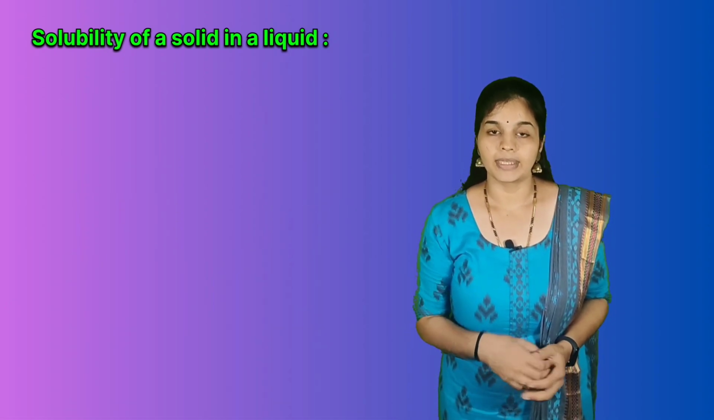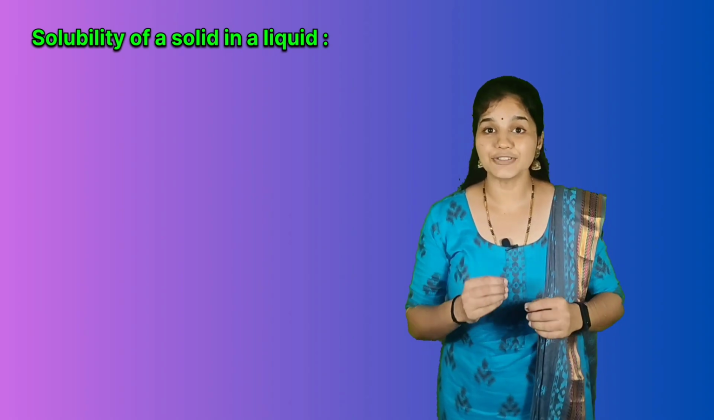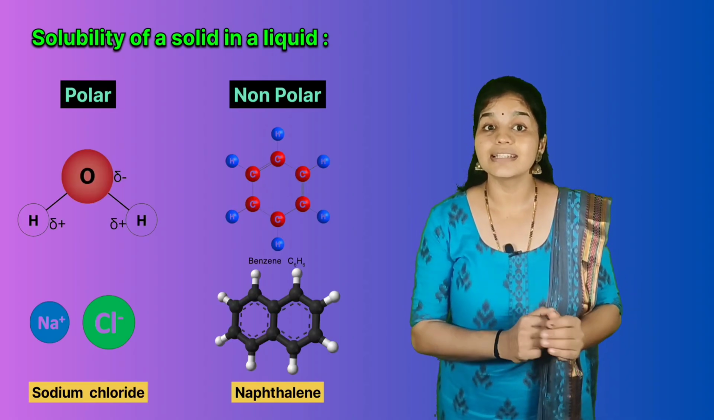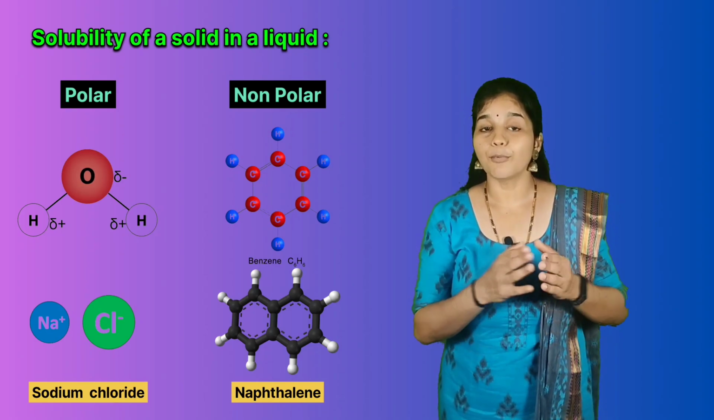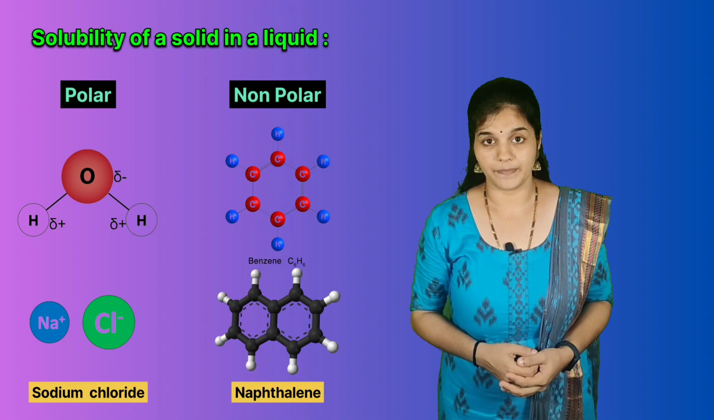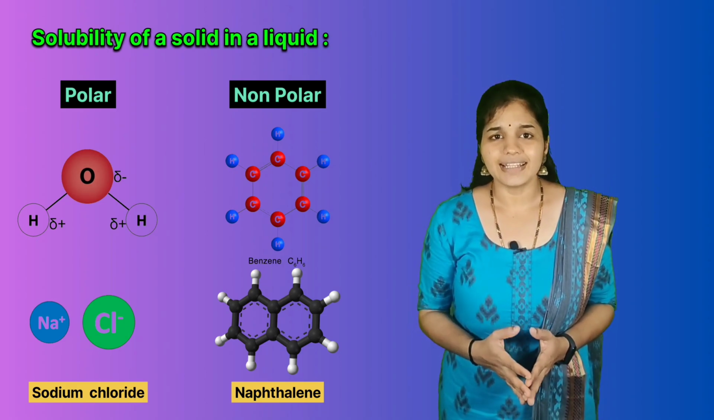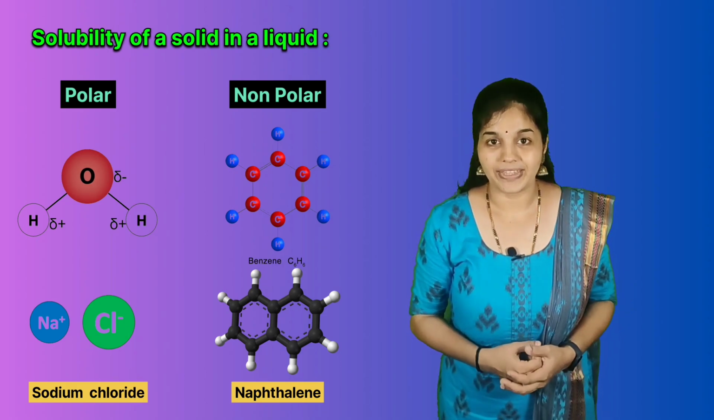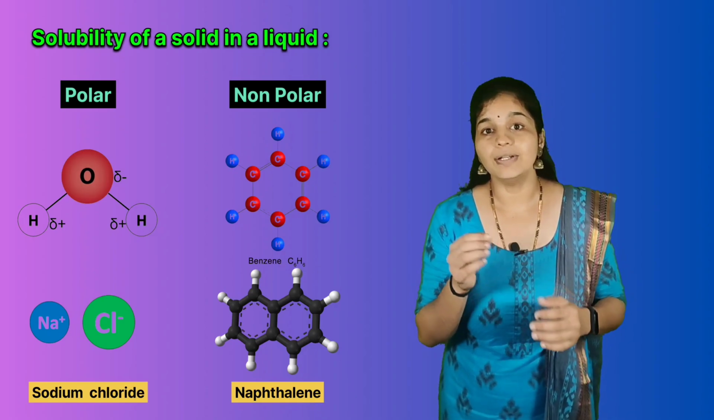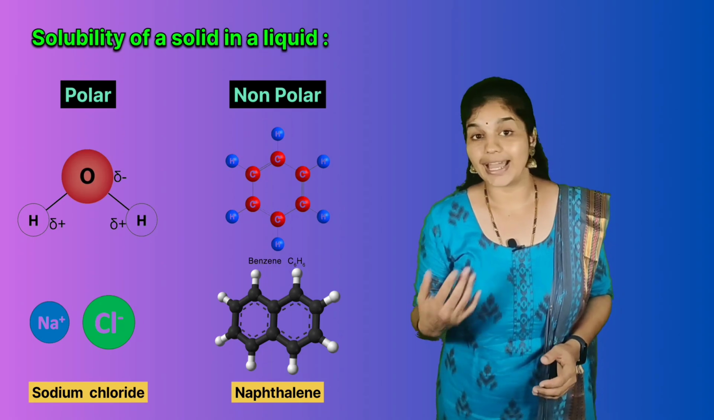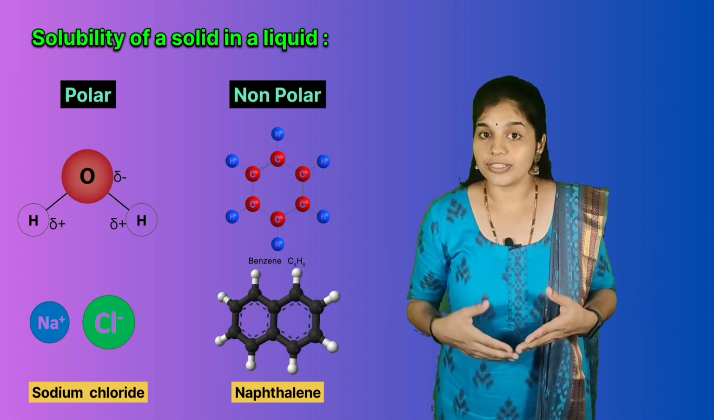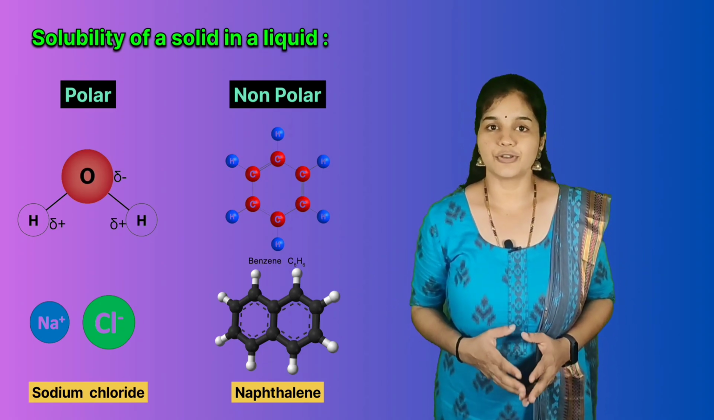How do we know whether a solute can be dissolved in a given solvent? In general, a solute dissolves in a solvent if the intermolecular interactions are similar in both the solute and solvent. Or we can say that like dissolves like. That is, polar solutes dissolve in polar solvents and non-polar solutes dissolve in non-polar solvents.